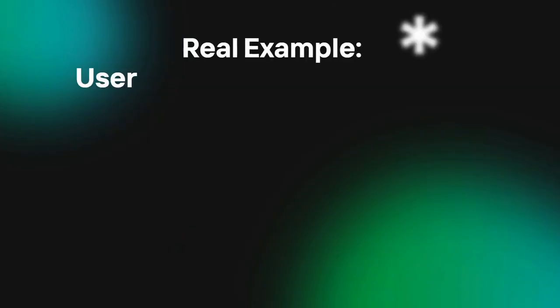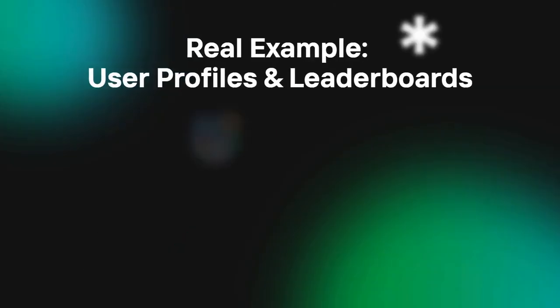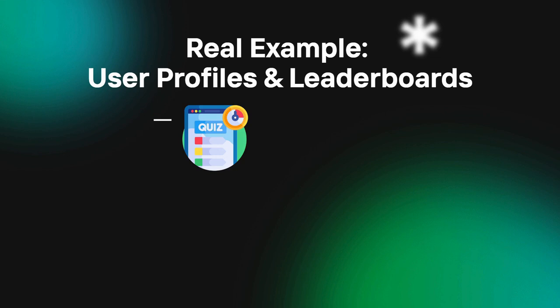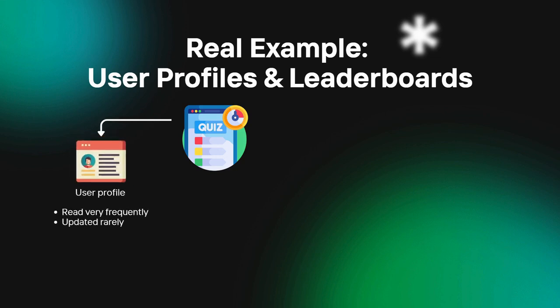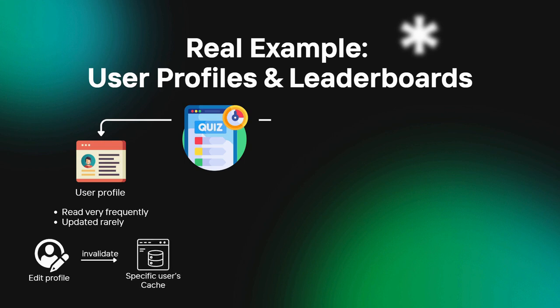Now let's take a practical example. Imagine we're building a quiz competition system. Profiles are read frequently but updated rarely, so we cache profile data. When a user edits their profile, we invalidate only that specific user's cache.